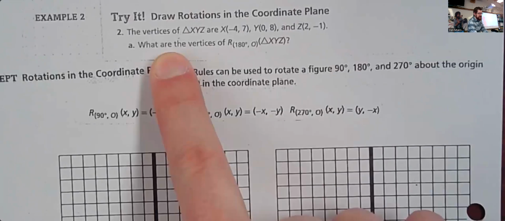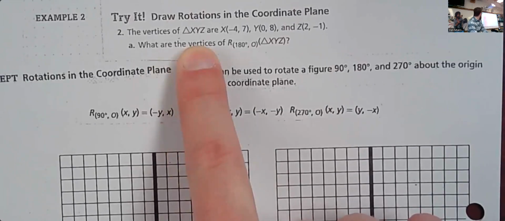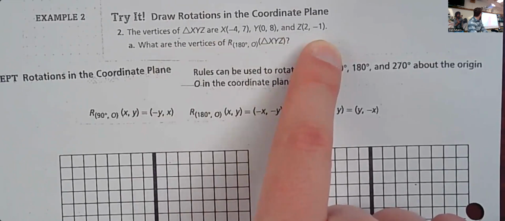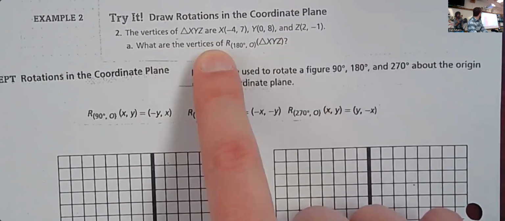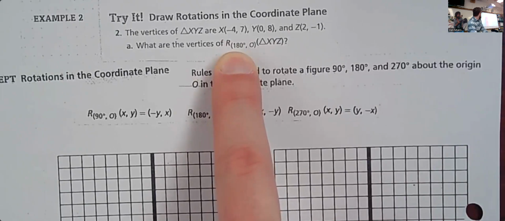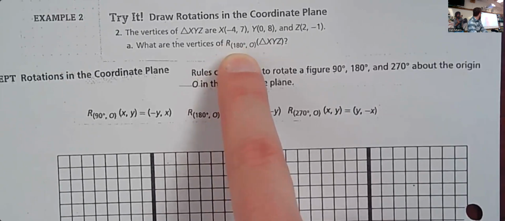So it's talking about the vertices of triangle X, Y, and Z at -4, 7, 0, 8, and 2, -1. First of all, we got some new notation here. A lowercase r means reflection. A capital R means a rotation. And so what we're doing is we're rotating, capital R means rotation. We're rotating every single thing by 180 degrees here.